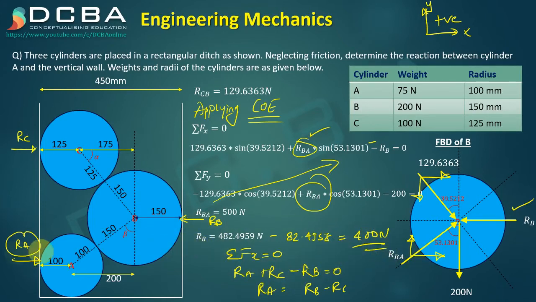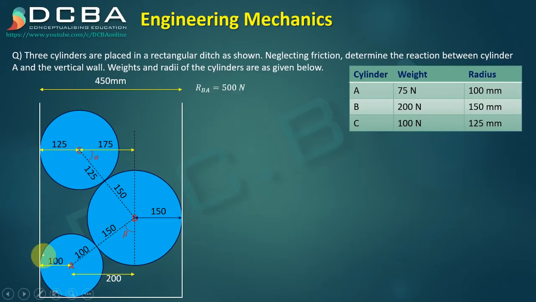See, we did not even have to draw the FBD of A, but we will try to solve it using FBD of A also. We will draw the FBD of A also, but this is one of the shortcuts that I am telling you, that we can apply the summation Fx equals to 0 on the entire system and we'll get RA also. Okay, so now let us find it using FBD of A.